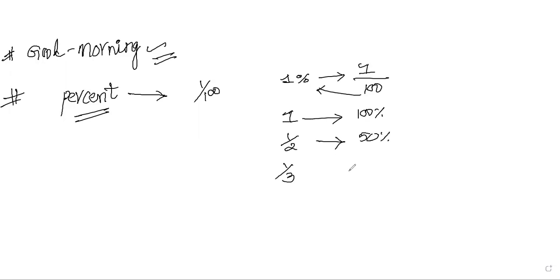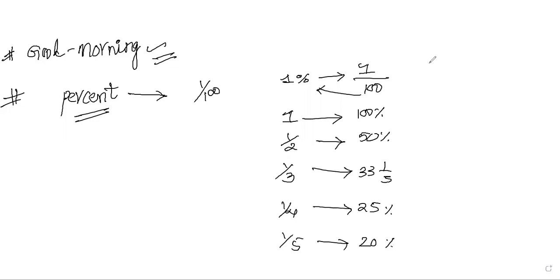What about 1 by 3? It is 33 1 by 3%. What about 1 by 4? It is 25%. What about 1 by 5? It is 20%. What about 1 by 6? 16 2 by 3%. What about 1 by 7? It is 14 2 by 7%.